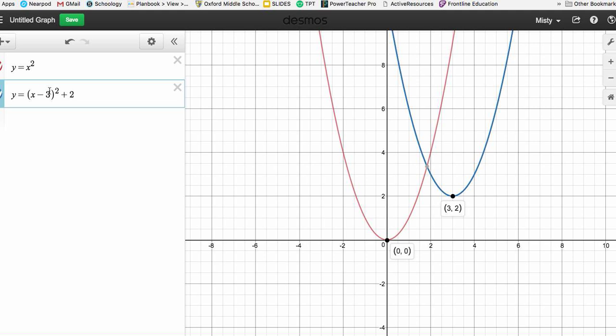If something is inside of the parentheses or inside of the function, it is affecting the x-coordinates, just like this 3 is affecting the x-coordinates. If there's a value outside of the parentheses, sometimes we say outside of the function, it is affecting the y-coordinates, much like how this plus 2 is affecting its shift up on y. So the number inside the parentheses can tell us how much it shifted left or right, because those are on the x-axis. The number on the outside can tell us how much it shifted up or down, because that affects the y-axis.